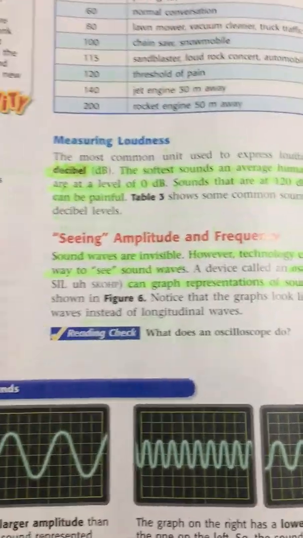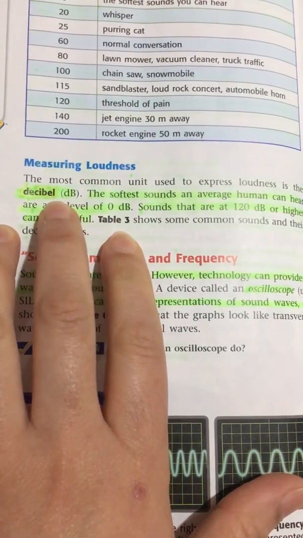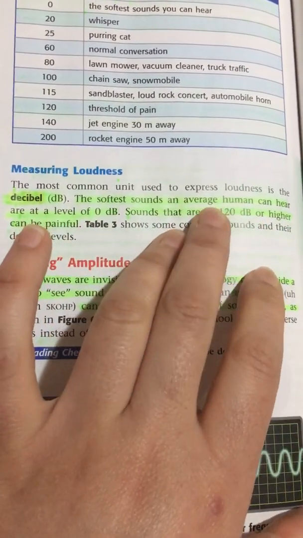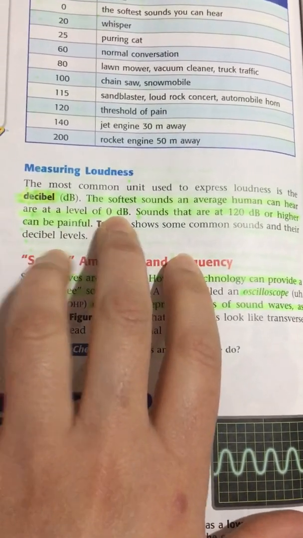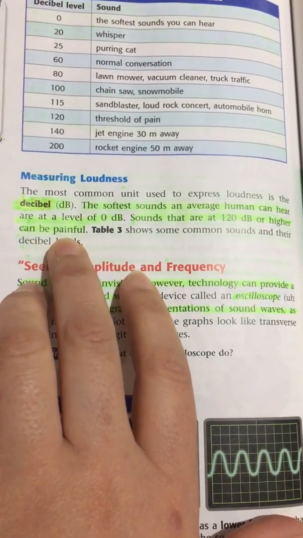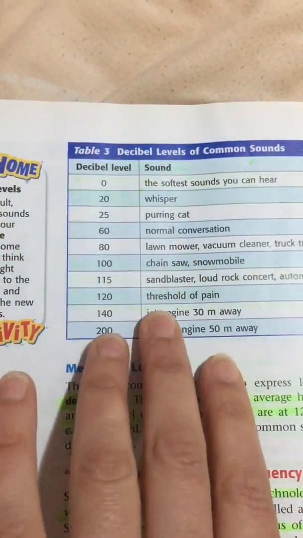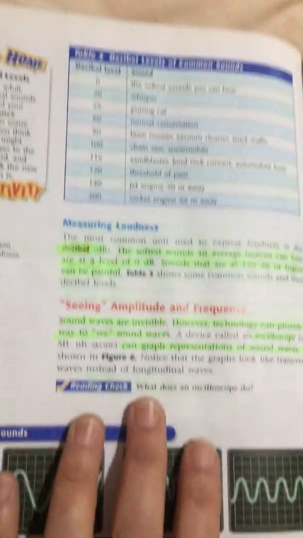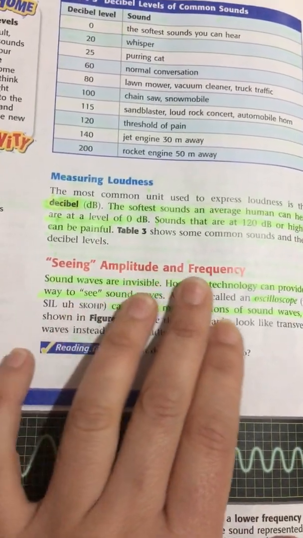Now, how to measure the loudness? We have something called decibel. Okay, decibel. The softest sound an average human can hear is at a level of 0 decibel. Sounds that are at 120 decibel or higher can be painful. Here we have many decibels for different sounds. Look at them just to know them. Don't memorize them. Now, how to see the amplitude, okay, and frequency?